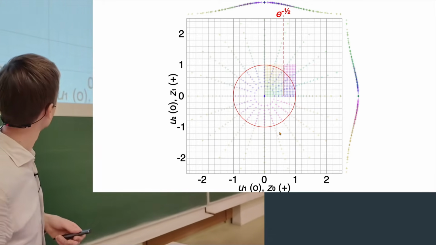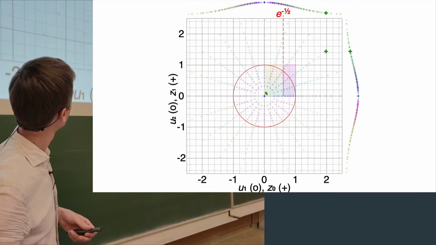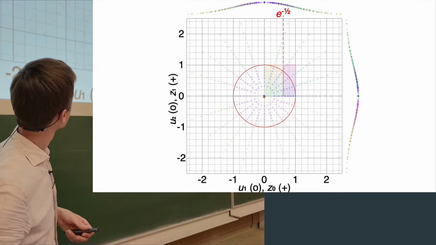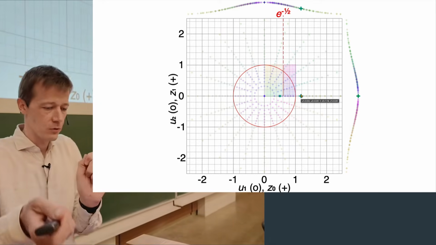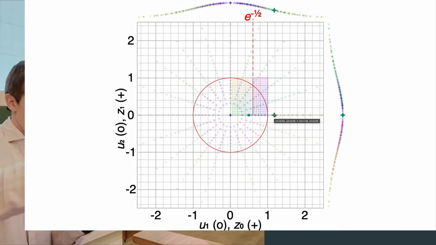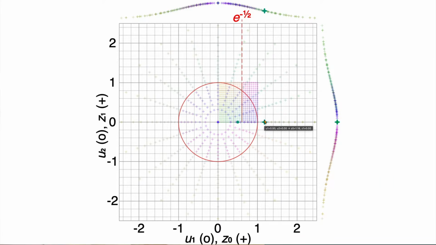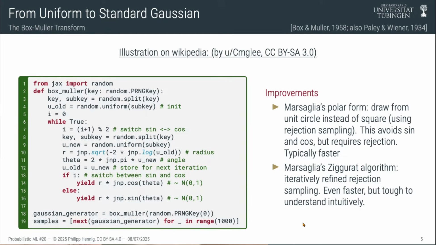And so you can interleave these and use this random number from step t as this random number from step t plus 1. And so every time you want to create a new standard Gaussian random number, you only ever need one new standard uniform random number.